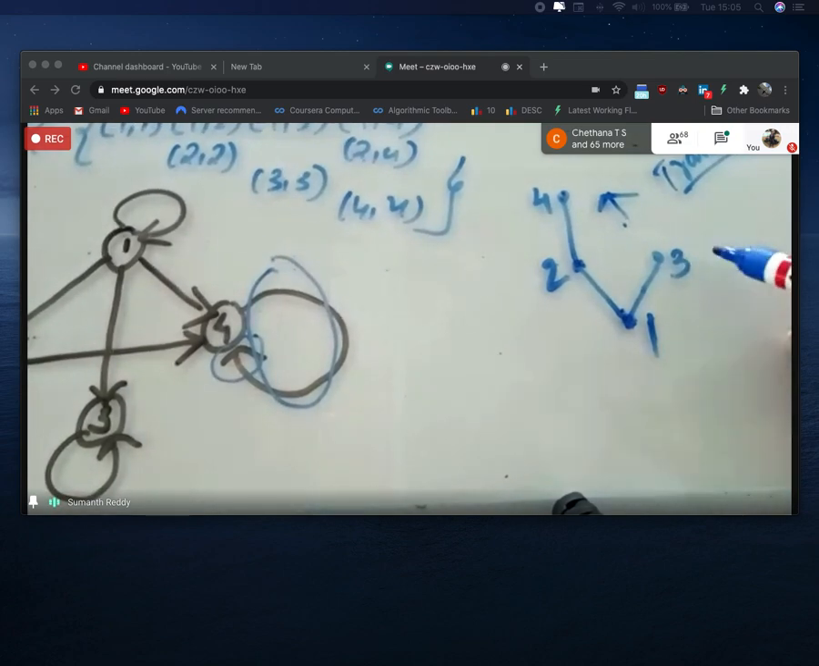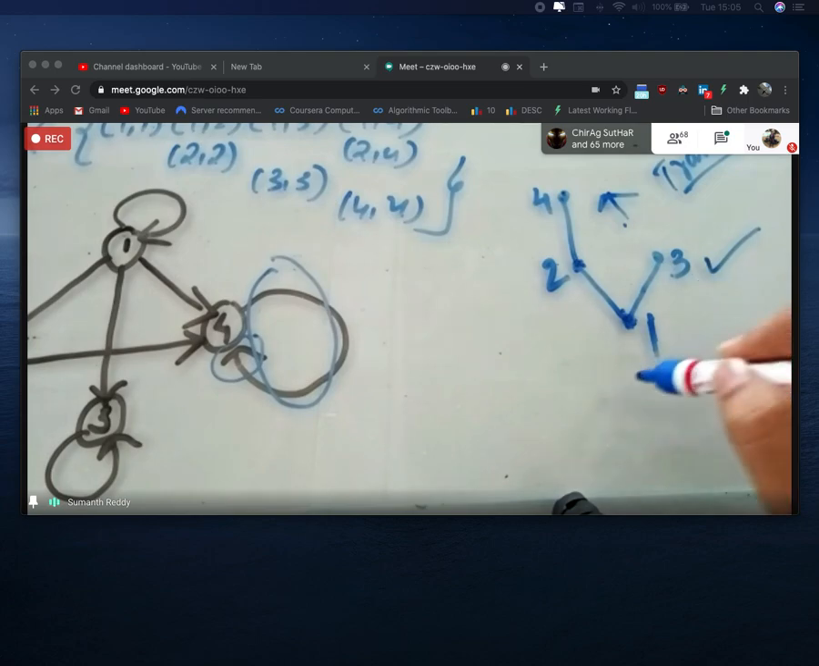So obviously this Hasse diagram is a simplified representation, but all the relations cannot be represented using the Hasse diagram. Only the relations which are partial order, only those relations can be represented using the Hasse diagram. Okay.